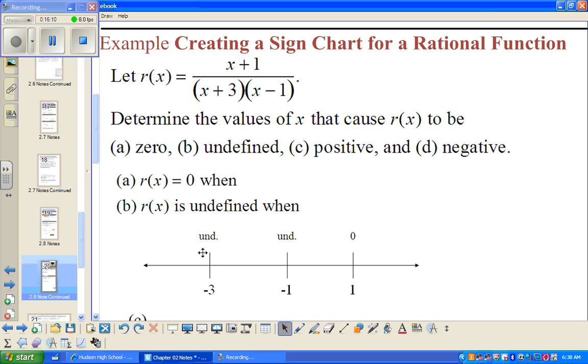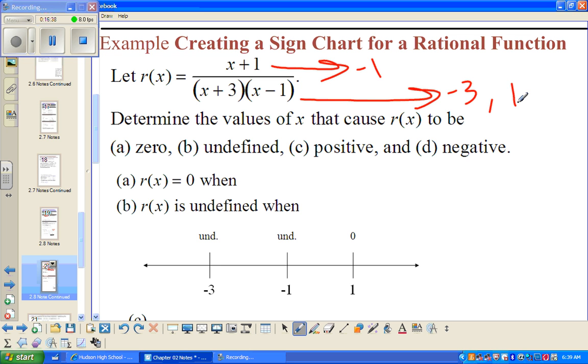So again, where are the zeros? You set the numerator equal to 0 and solve. So when you set that equal to 0, you get -1. When you set the denominator equal to 0, that's when you get your undefined portions of the graph. Well, x plus 3 equals 0, then -3 is going to be where it's undefined. x minus 1 set equal to 0, then 1 is where it's going to be undefined.